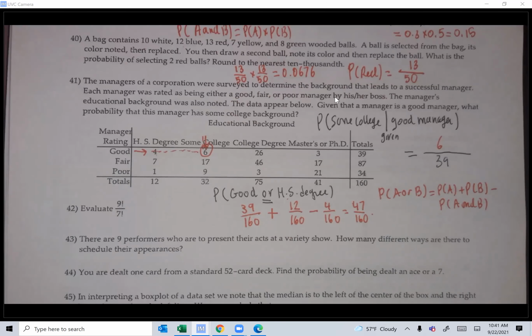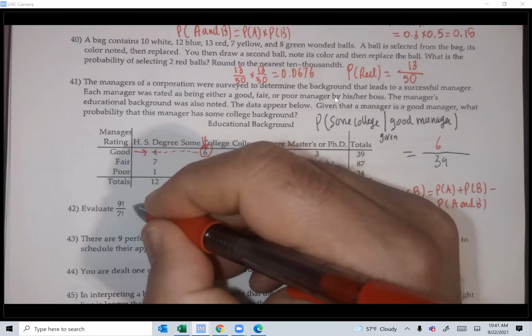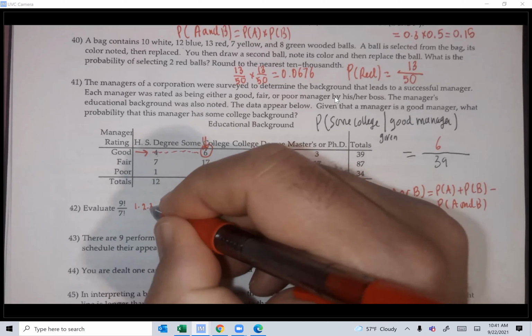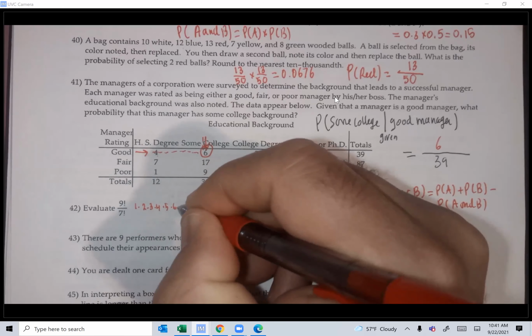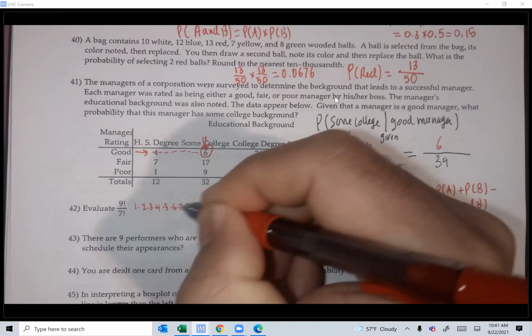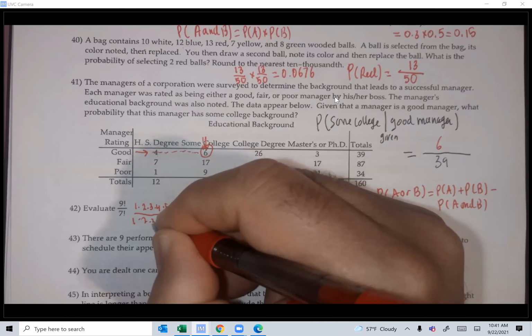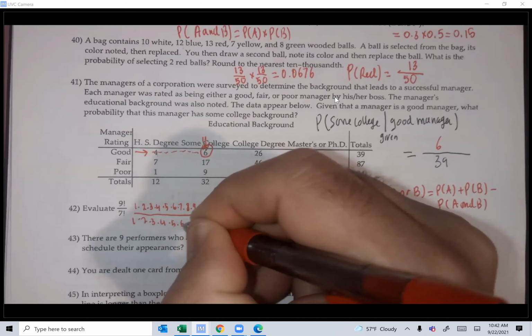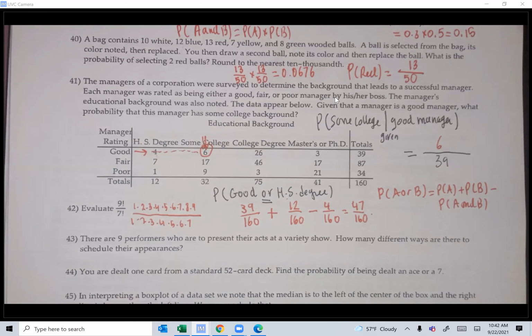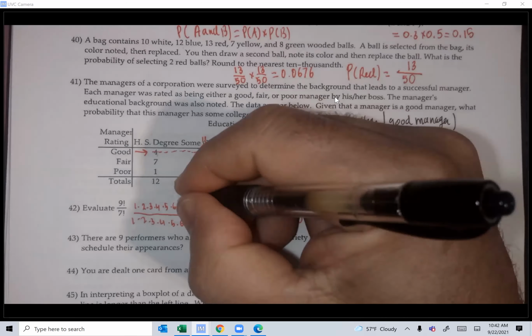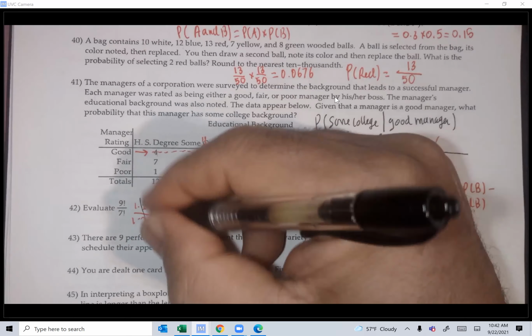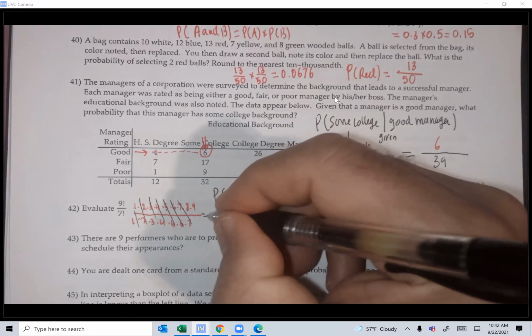Okay, evaluate 9 factorial divided by 7 factorial. Okay, 9 factorial, as I told you on Monday, means 1 times 2 times 3 times 4 times 5 times 6 times 7 times 8 times 9. And this one, guys, means 1 times 2 times 3 times 4 times 5 times 6 times 7. You know what, guys? You can actually cancel everything. And what's left? 8 times 9, 72.